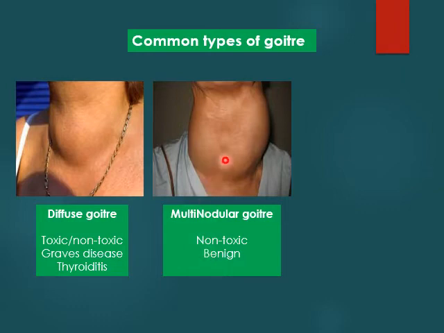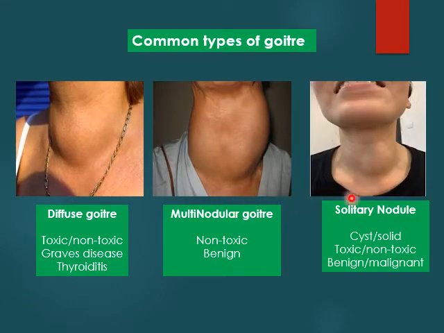Okay, you can see here multiple nodules over the thyroid gland. 1, 2, 3 here. So it's a multinodular goiter, which is a very common type of goiter. The third group, which is also a very common condition, is known as the solitary thyroid nodule. There's a single nodule, discrete nodule. It can be cystic or solid.